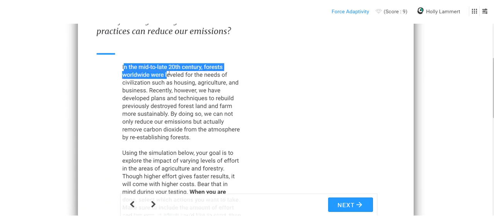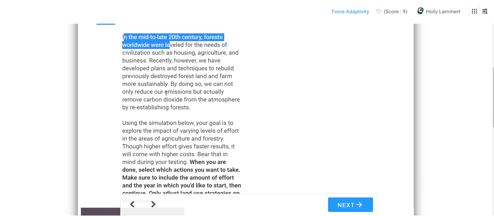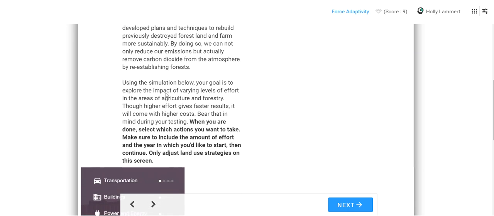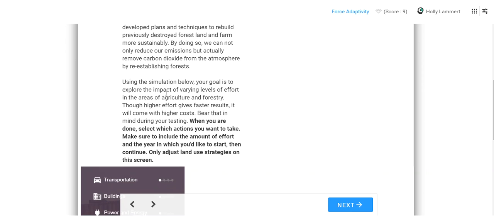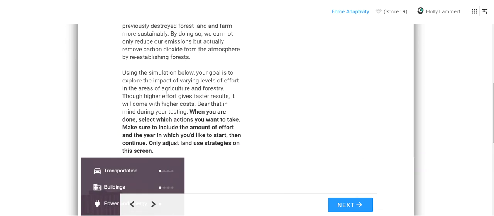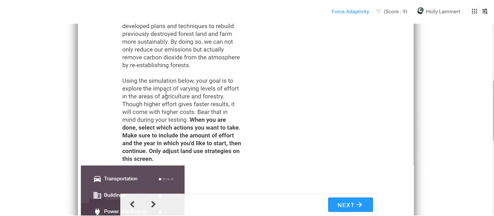Okay, so in the mid to late 20th century, forests worldwide were leveled for the needs of civilization, such as housing, agriculture, and business. Recently, however, we have developed plans and techniques to rebuild previously destroyed forest land and farm more sustainably. By doing so, we can not only reduce our emission, but actually remove carbon dioxide from the atmosphere by reestablishing forests.